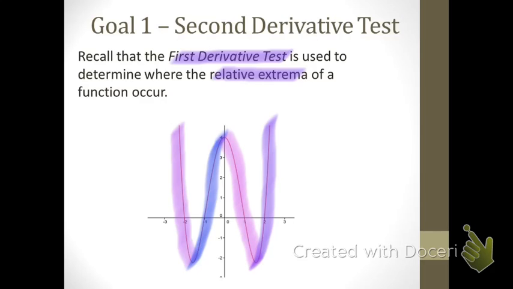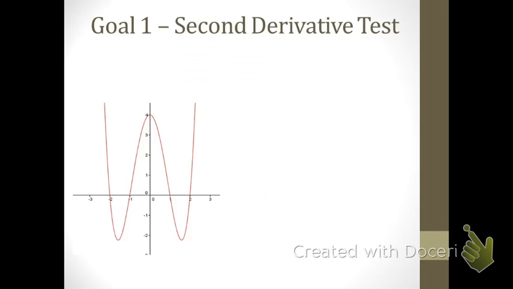And I bring that up because that's exactly the goal of the second derivative test, although the process for using the second derivative test is a little bit different. It's truly a little bit more simple when it works. It just does not work 100% of the time.